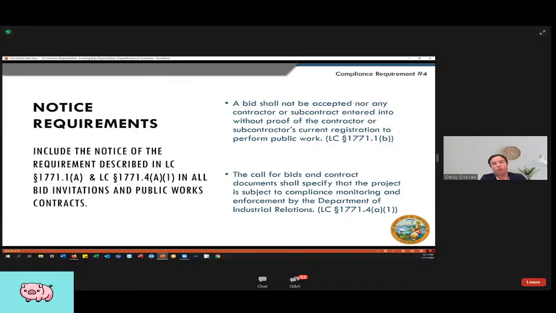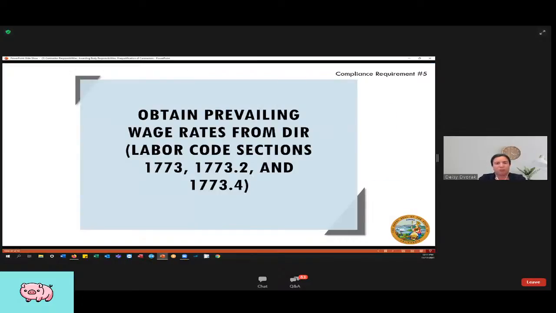Another important requirement for all awarding bodies is to include notice of requirements as described in Labor Code 1771. This notice is to be included in all bid invitations and public works contracts. Next, please. Number 5, the Labor Code requires that awarding bodies obtain prevailing wage rates from DIR. Luckily, now we have them all online and they're all easy to access. If you or your contractor need help with this section, please contact DIR for further assistance. Next, please.